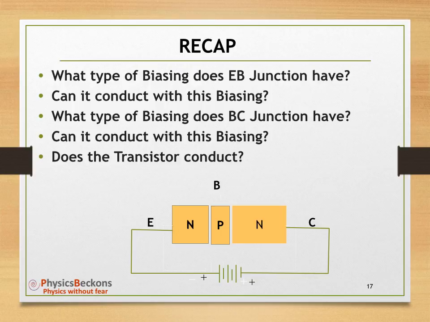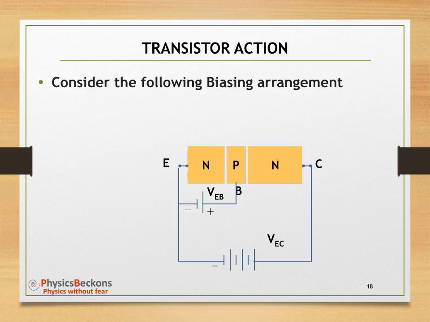So in either case we have seen, whether the emitter is negative or positive with respect to collector, one of the two junctions in the transistor is reverse biased and hence the transistor does not conduct. So for transistor action we need a different biasing arrangement, as you can see. Now in this biasing arrangement we have a separate battery for emitter base junction. The potential difference applied, as you can see, is VEB, to the emitter base junction.